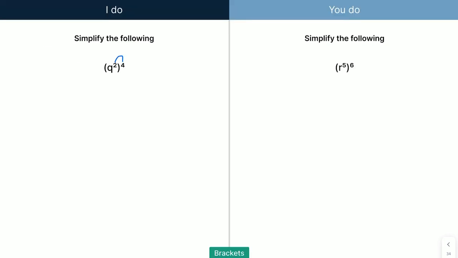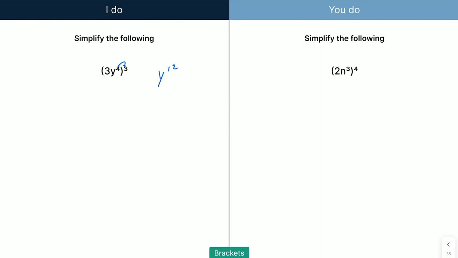Now with brackets, you just multiply the indices. So that just becomes q to the power of 8. And again, hopefully you've pressed pause, and that becomes r to the power of 30. Now it becomes a little bit trickier when you look at this. So the same rule applies to the letter. So with the letter, it does become 4 times 3, which is y to the power of 12.